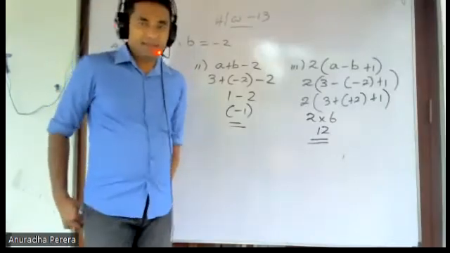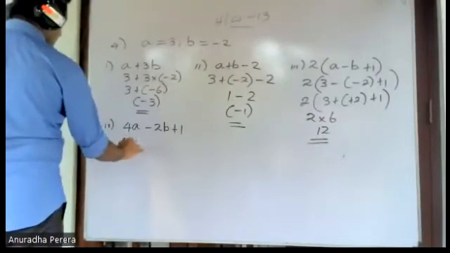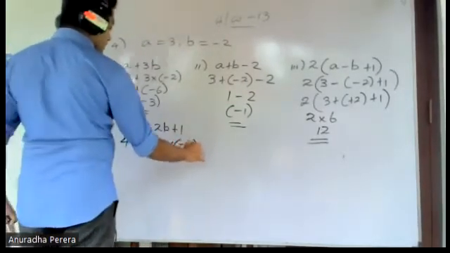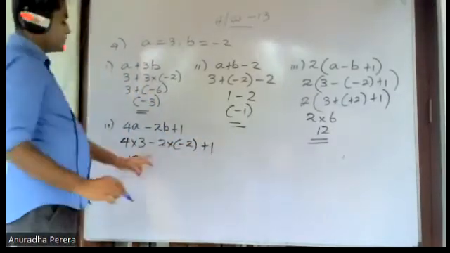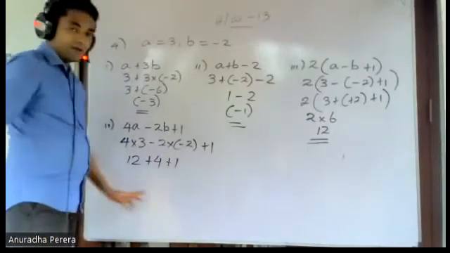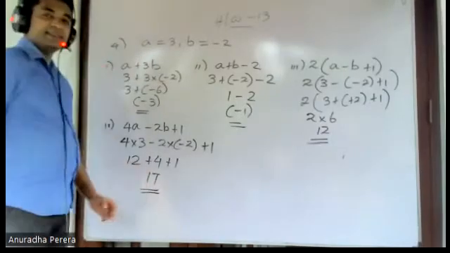Yes, sir. 12. Next, 4a. 4 times 3, 2 times -2 plus 1. 12, -2 into -2 is plus 4, plus 1. All are positive values. The answer is 17.